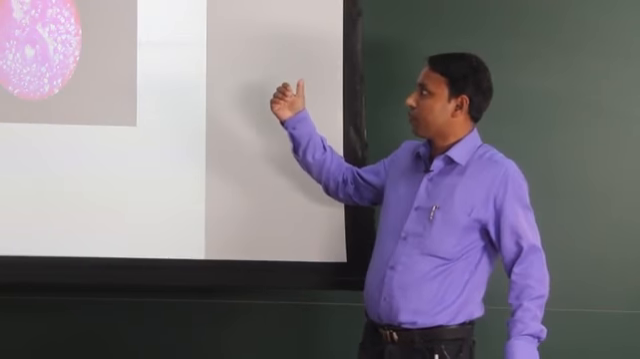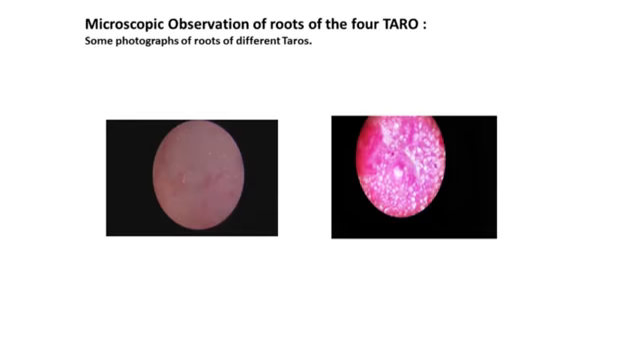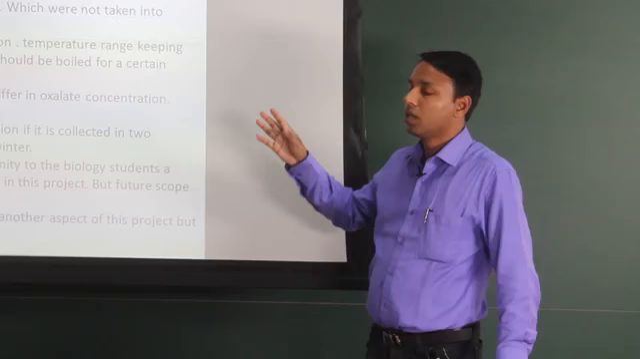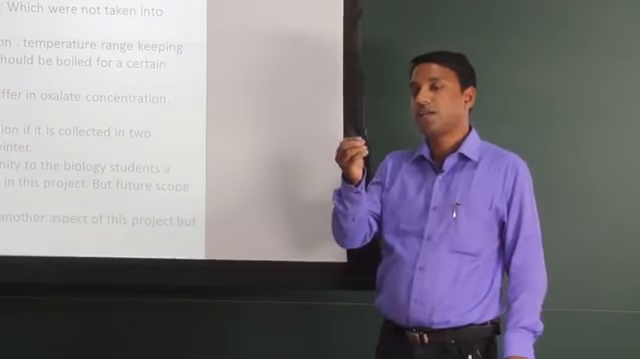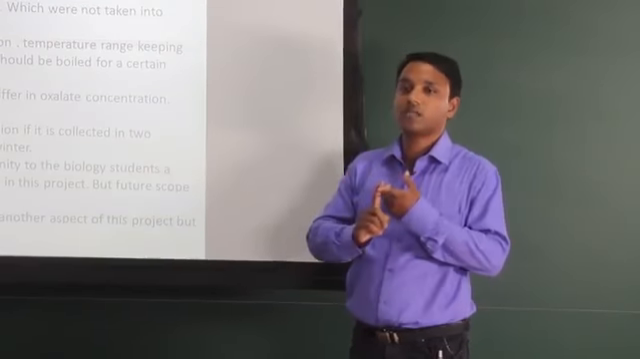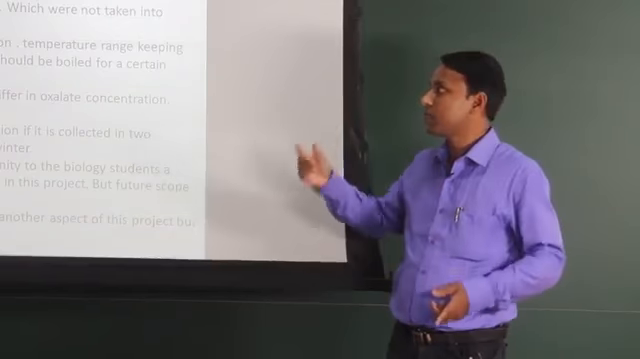Another aspect was that we had to study the microscopic observation of these different types of Colocasias which are found. This was done by our students. This is a cross section of a stem of Colocasia. This aspect is that biology students also can understand this. That means this project correlates biology as well as chemistry. So it is an interdisciplinary project.